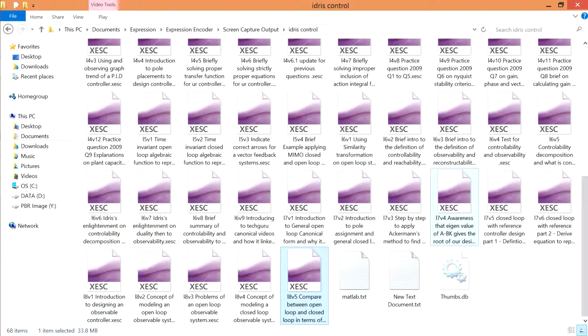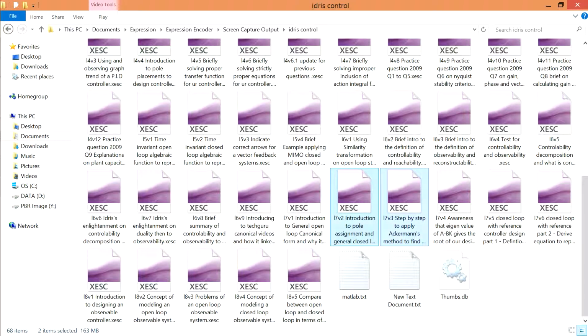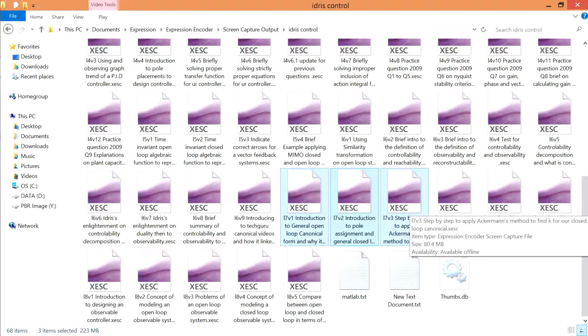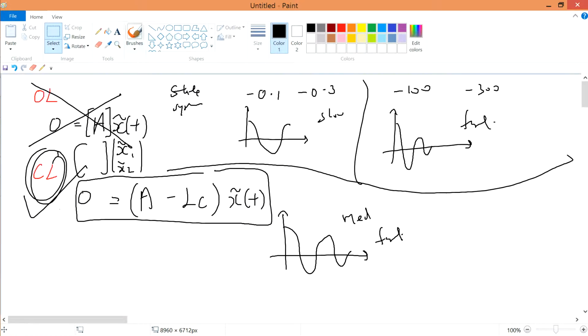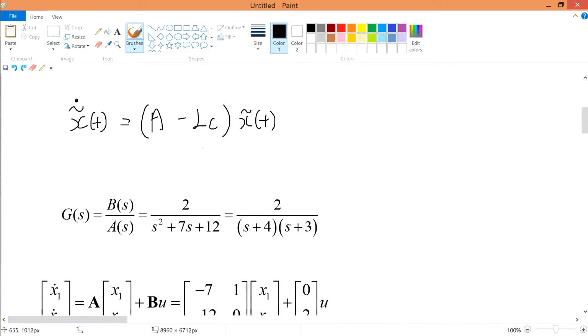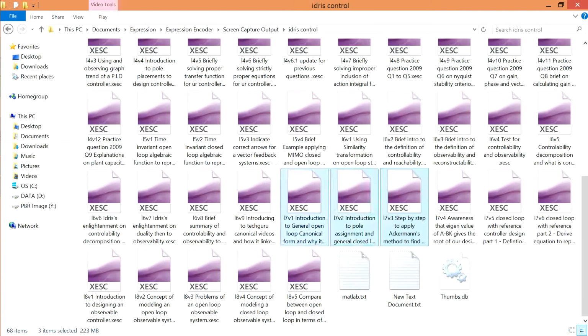In this video, we'll talk about very similar things to L7v2, L7v3 and L7v1, which is to find the values of L. If you still remember, L is equal to K transpose, where K comes from your understanding of Ackermann's, which is from L7v3 and L7v2. You can watch those videos first before coming back here.